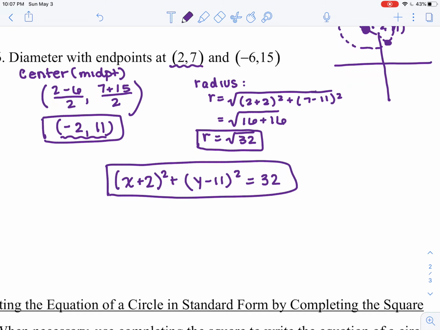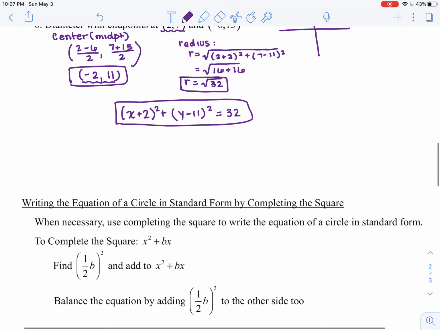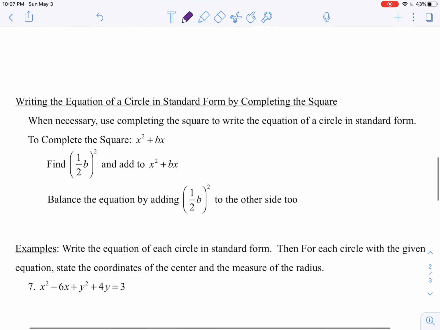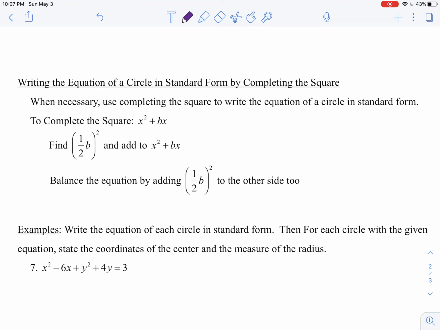Okay, our last two questions are a good bit more difficult. We are still writing the equation of a circle in standard form, x minus h squared plus y minus k squared equals r squared. But we're given the equation of a circle this time with all of its parts, just not written in standard form. So in order to write a circle in standard form, we're going to have to use completing the square. Completing the square is the process of taking a polynomial and turning it into a perfect square trinomial, because a perfect square trinomial factors into something that will look like the equation of our circle.